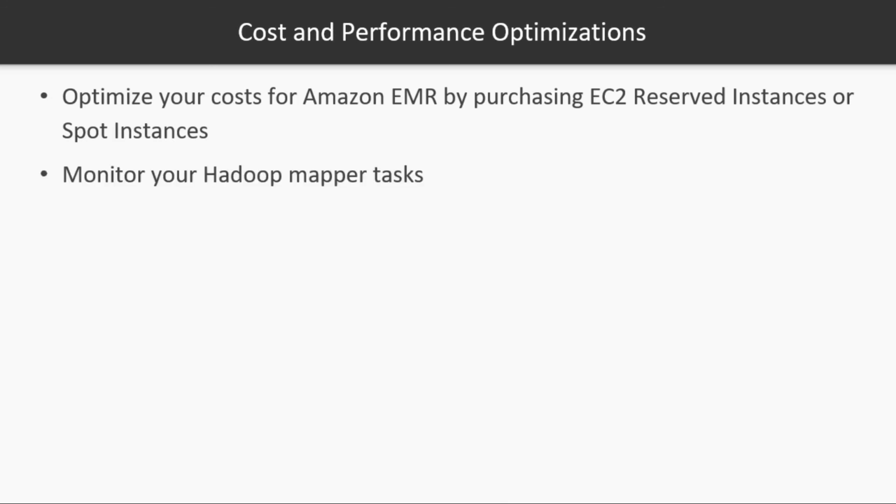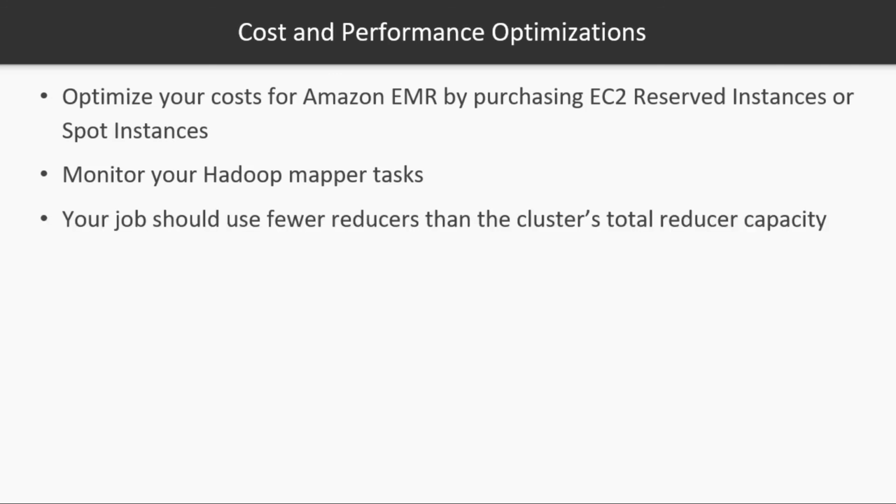Monitor your Hadoop mapper tasks and note how long they run on average. If they have a short lifespan, for example seconds rather than minutes, you may want to reduce the number of mappers. If your map tasks are short lived, it is likely that you are processing small files and you can benefit by aggregating them into large files. Your job should use fewer reducers than the cluster's total reducer capacity. Reducers should finish at the same time and not wait for execution, which happens if your job uses more reducers than the cluster's capacity.